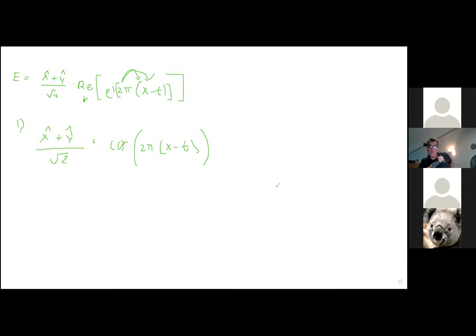One of them is for the spatial frequency and the other one's for the temporal frequency. Right, but why do you have cosine? I mean, you're right that we could write that as e to the i 2 pi x times e to the minus i 2 pi t. But the real part of the product is not the same as the product of the real parts.